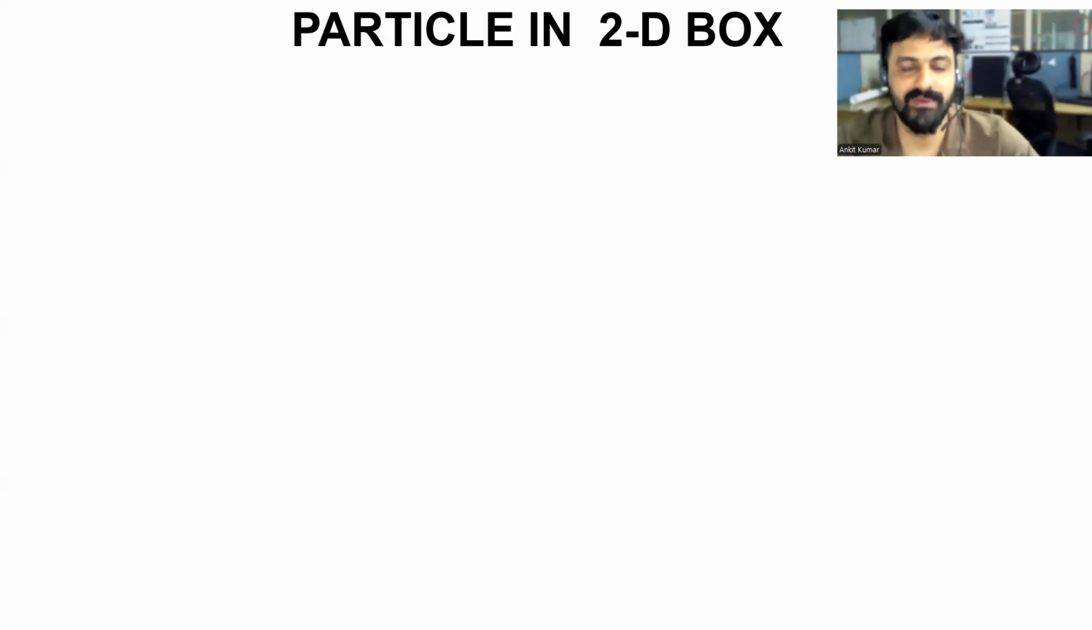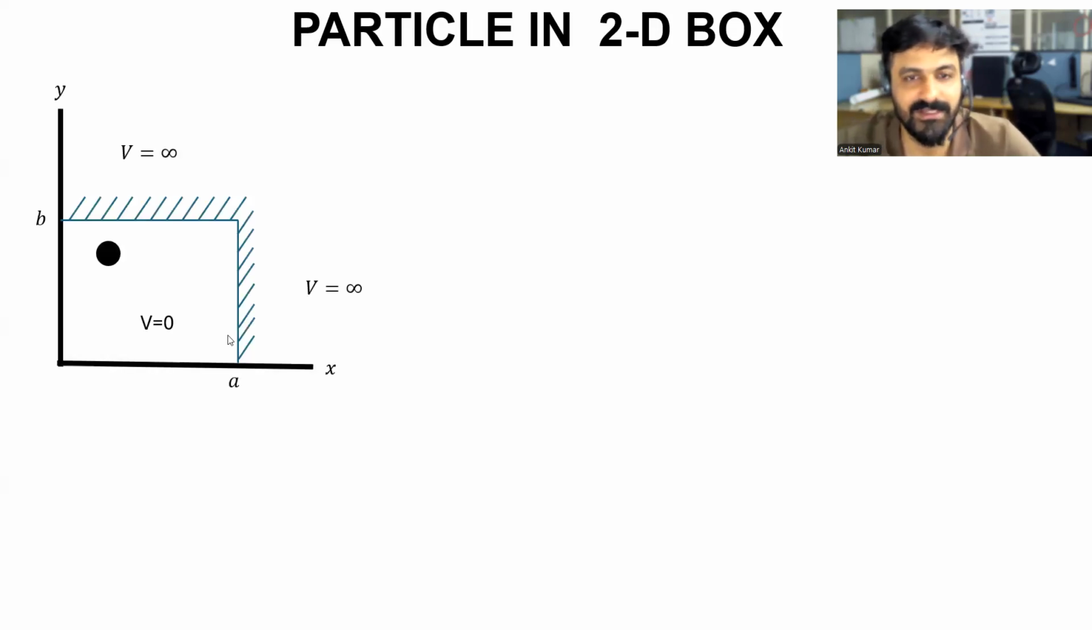In the previous lecture, we already understood the concept of the particle in a 1D box, right? Until now, we have studied the particle confined in a one-dimensional box where motion was allowed only along the x direction. Now we extend the same idea into two dimensions. In this system, the particle is free to move along both x and y directions, as you can see here on the screen.